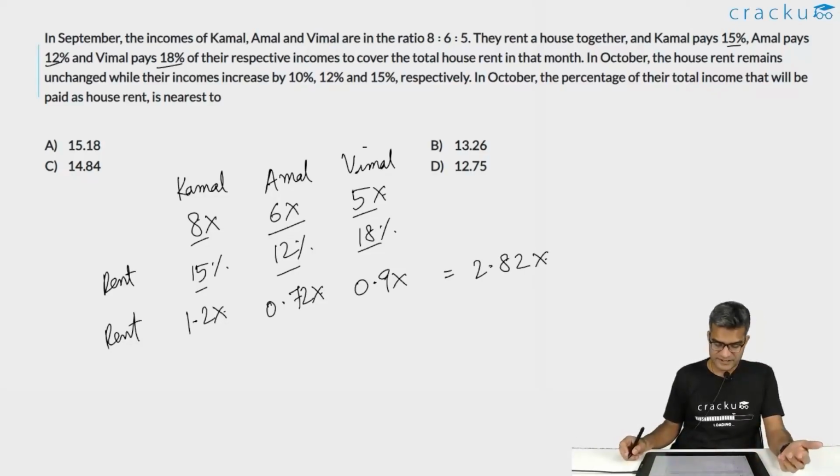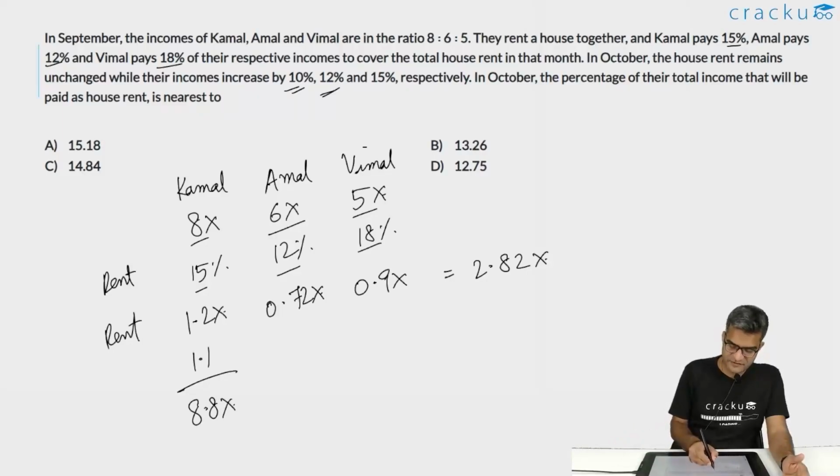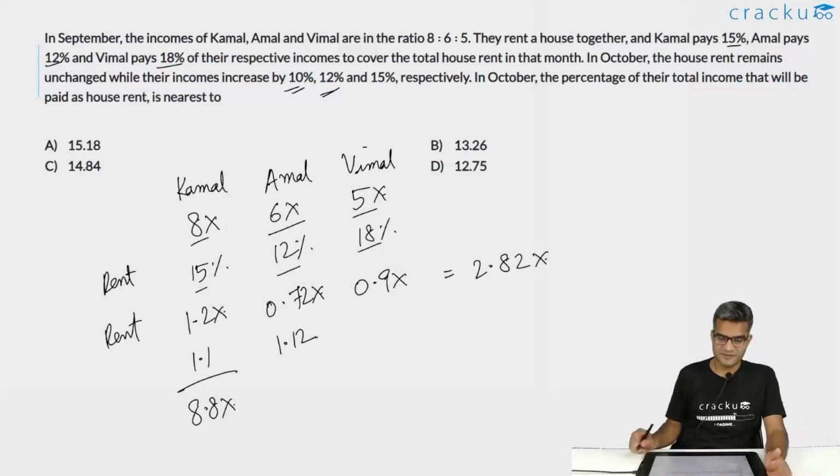In October, their salaries increased. The salary of Kamal increased by 10%. So we have to multiply Kamal's old salary with 1.1 and it becomes 8.8x. The salary of Amal increased by 12%. So we have to multiply this by 1.12, which is 1 plus 12%. So Amal's salary becomes 6x into 1.12, which is 6.72x.